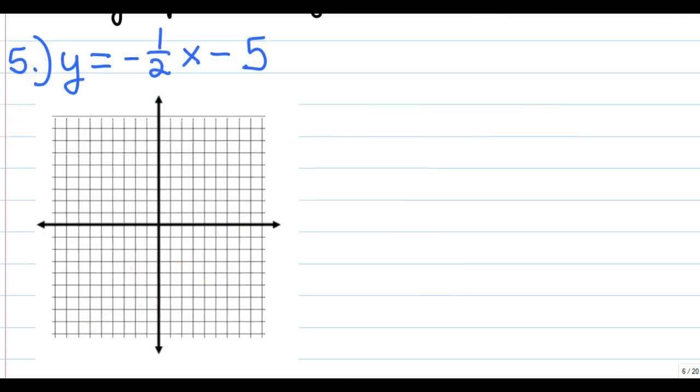Question number 5, same instruction as before. Determine the slope and the y-intercept, then graph the equation. So we know that our slope is going to come from our m position, not our b position. So our slope is equal to negative 1.